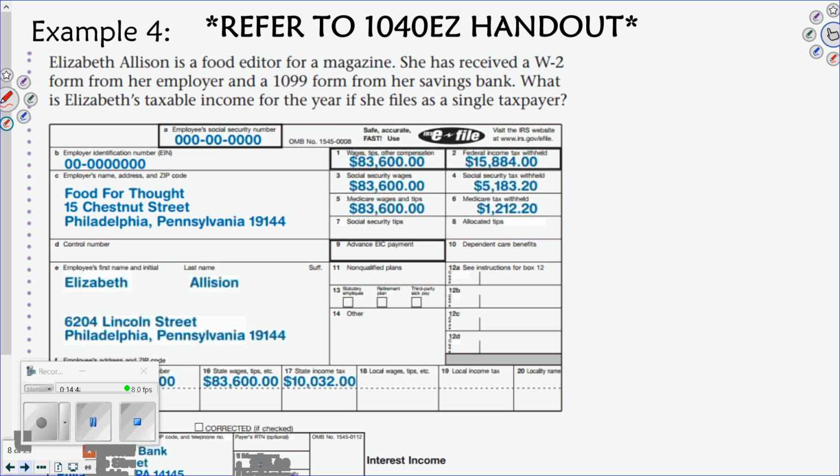Okay, so what is Elizabeth's taxable income for the year if she files as a single taxpayer? All right, so she is single. And now when it's asking for taxable income, is that just how much money she made?